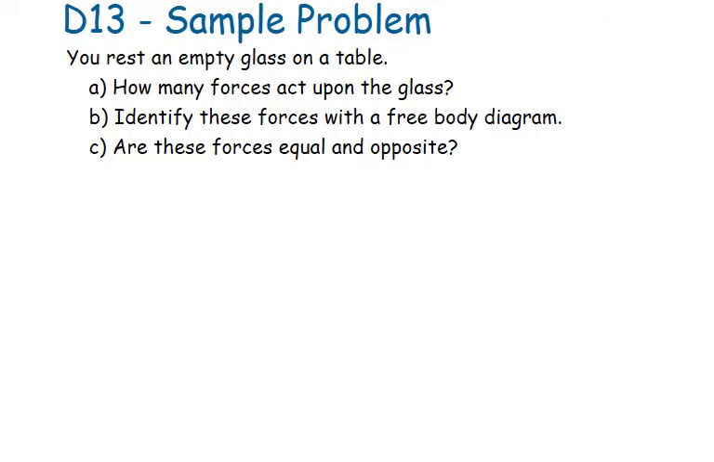So we're going to apply this to a situation where we can take a look at the normal force, look at the force of gravity, and evaluate it. Let's say we rest an empty glass on a table. First, go ahead and draw the free body diagram, identify how many forces are acting, and then determine if these forces are equal and opposite. You can go ahead and pause the clip and then start when you're ready.